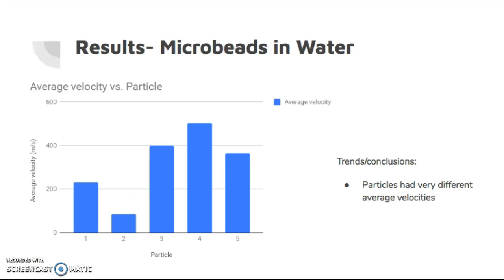When examining the average velocity of the different particles of microbeads in water, we found that the particles had very different average velocities. For example, particle 2 was an outlier, so it may have moved much slower because it may have encountered more collisions with the solution, causing momentum transfer, or it could have collided with another microbead, making it go much slower as it transferred its momentum. In the water, the microbeads overall moved at a slower average velocity than in the other solutions.